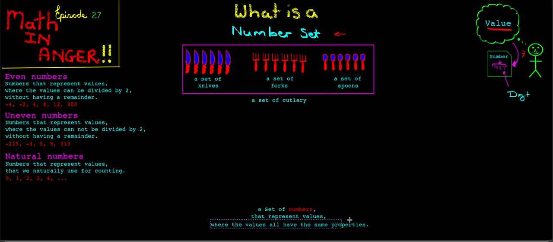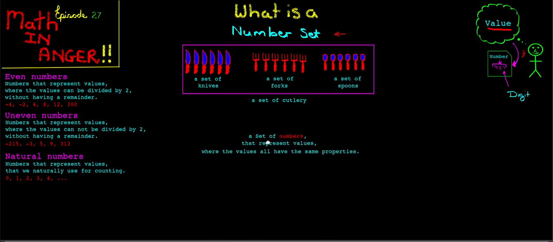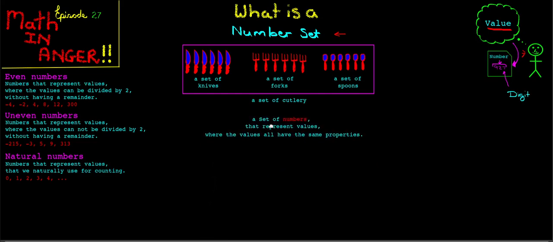So what is a number set? Well, there you go. It is a set of numbers that represent values where the values all have the same properties. Right? Now, you've already worked with number sets, even though you might not have realized it.